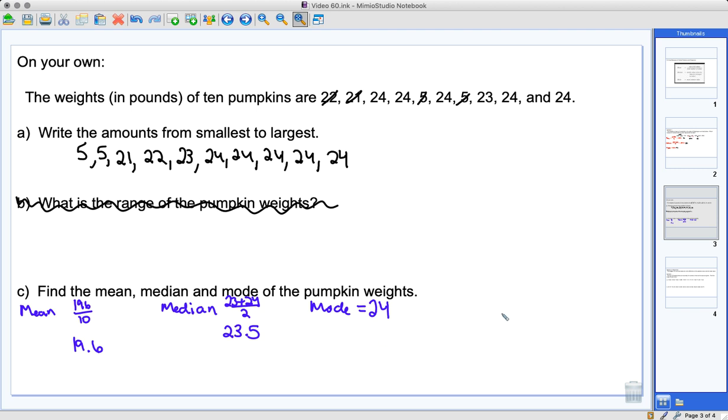So this one I didn't ask you what would be the best measure, but you can always answer that question based off of your data and what you find.